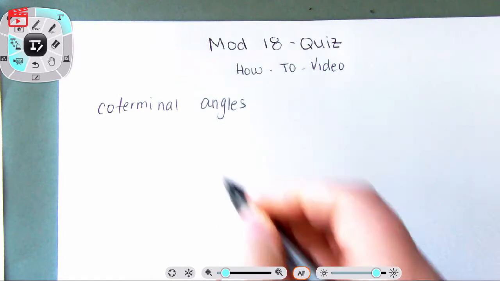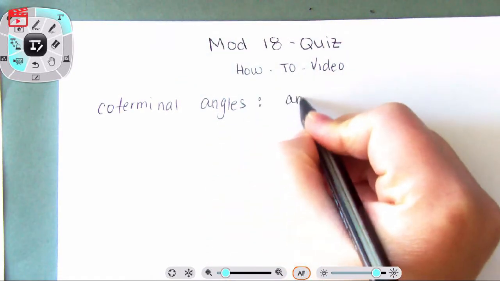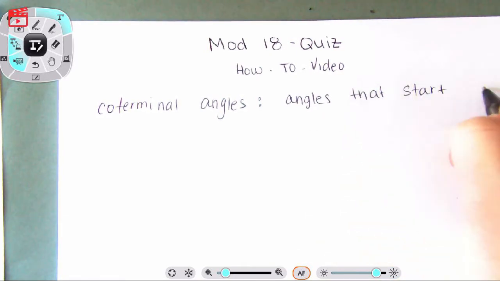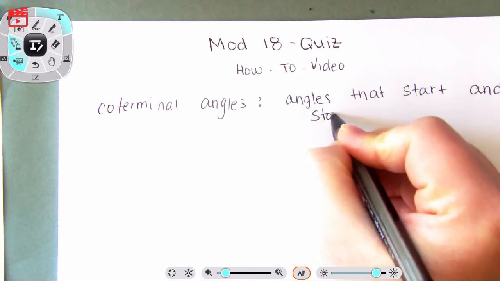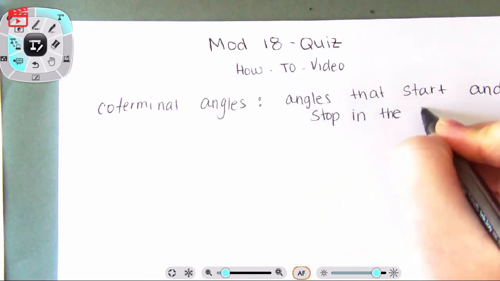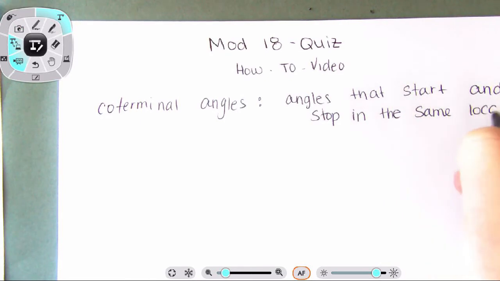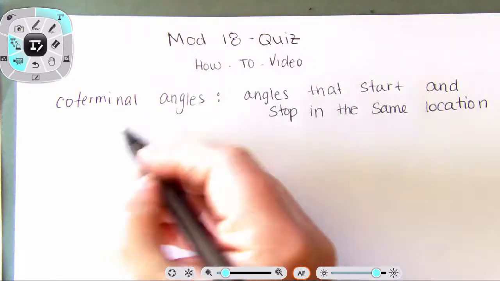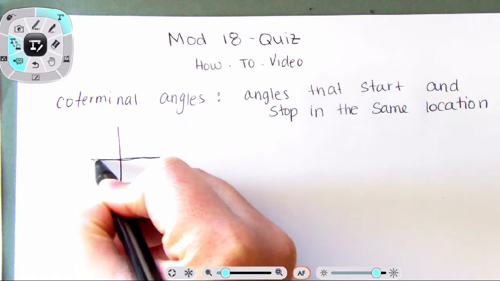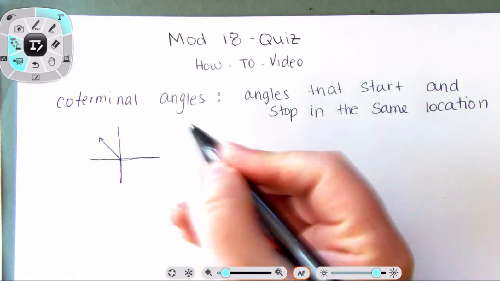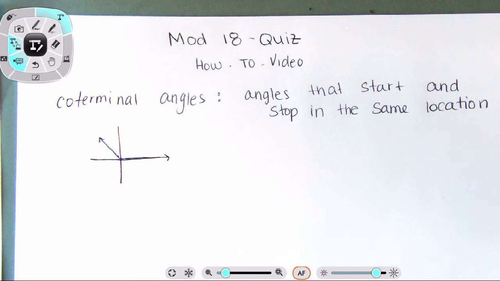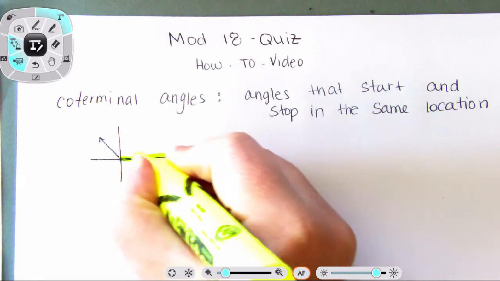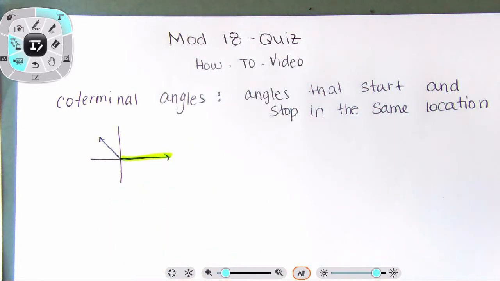Now, coterminal angles are angles that start and stop in the same location. Okay, what that means is if you have an angle, let's say of 120 degrees, you're going to always start on this section here. I'm going to take a highlighter just so you know. This is called your initial side or your initial ray.